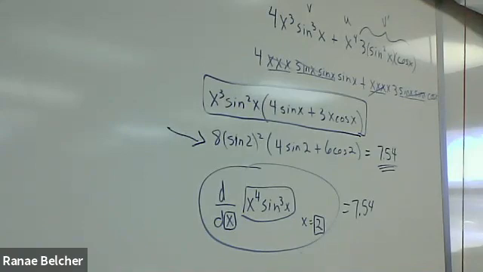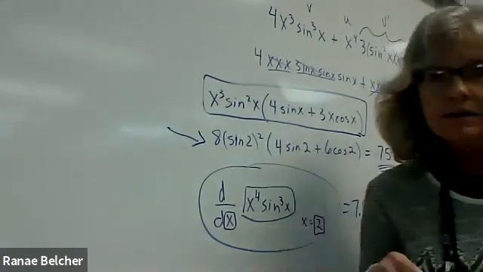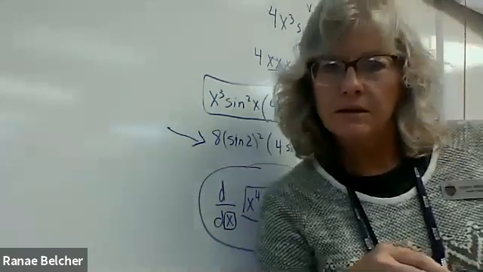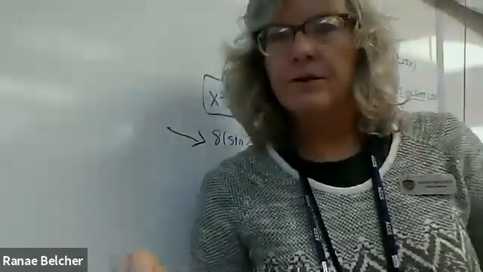Get 1 over cosine squared, and somebody just left. I can't believe it. They just hung up on me. Nope, they're still there. Oh, Ian Mills is trying to join.